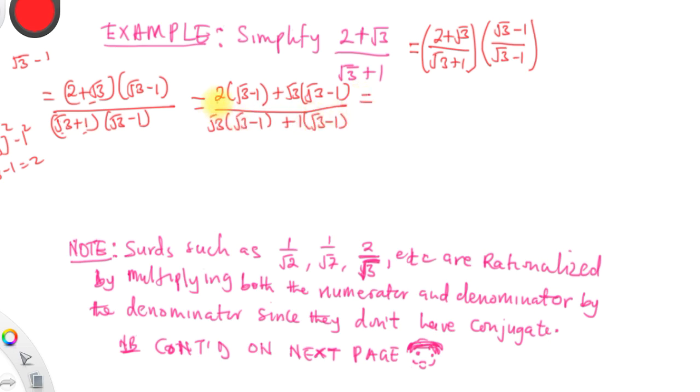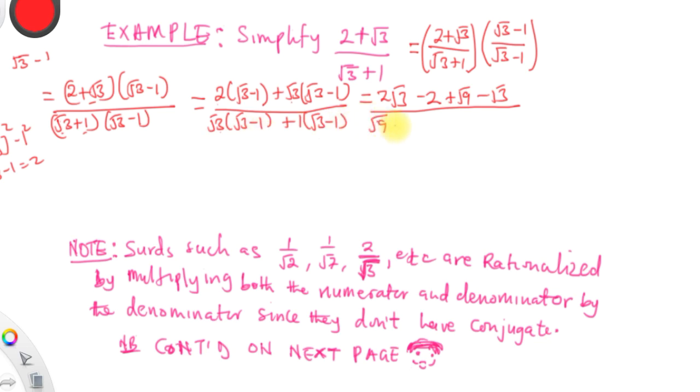So let us continue. This is equal to what? 2 times square root of 3 is 2 root 3, and then 2 times negative 1 gets negative 2. And then when you come here, square root of 3 times square root of 3, positive, you get square root of 9. Have you seen? The square root of 3 times negative 1 gets negative square root of 3. Then when you come to the denominator, square root of 3 times square root of 3 gets square root of 9.